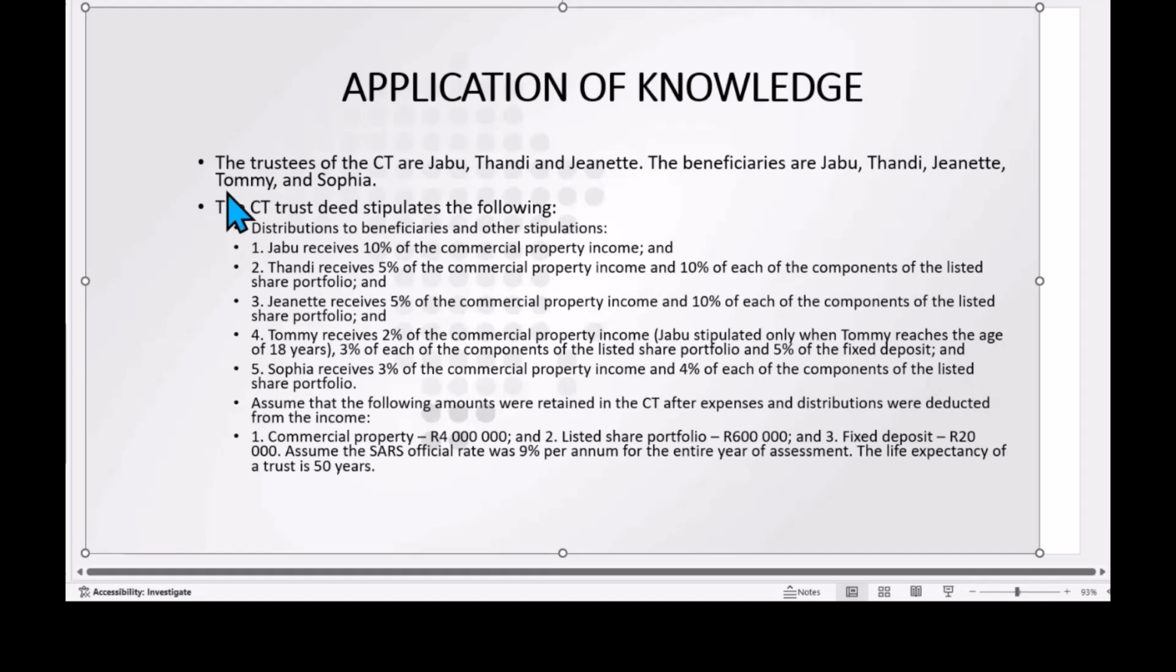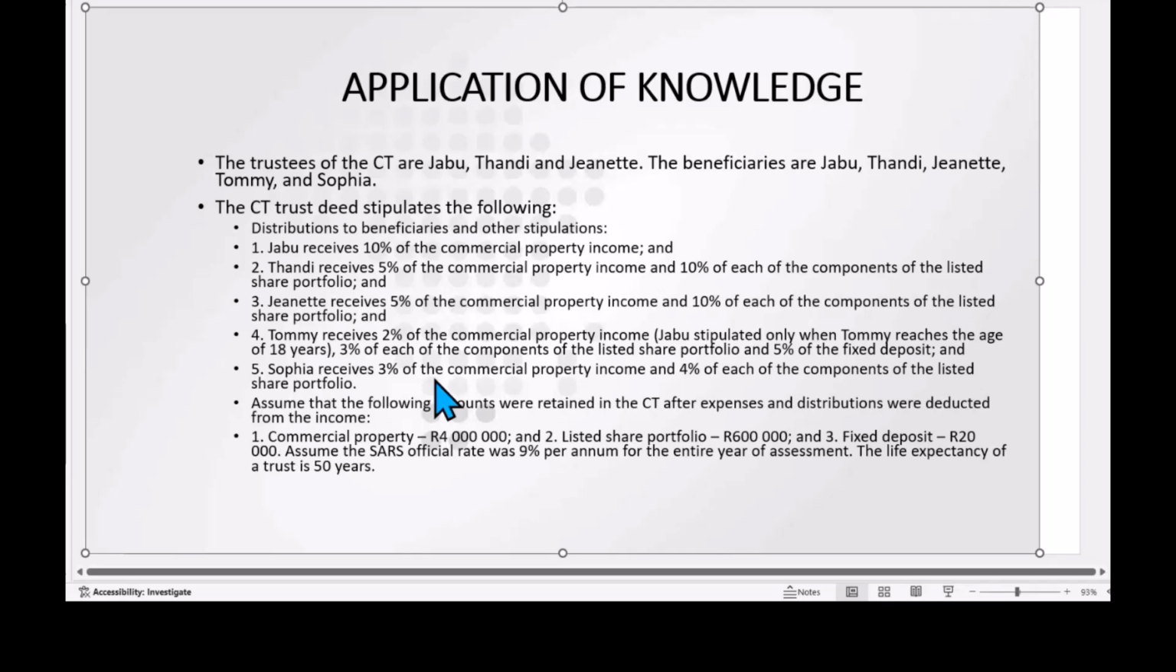Then they tell us that the CT trust deed stipulates the following, the distribution to beneficiaries and other stipulations. Firstly, Jabu receives 10% of the commercial property income earned. Tandi receives 5% of the commercial property income earned, and then 10% of each of the components of the listed share portfolio. And then Janet receives 5% of the commercial property income and 10% of each of the components of the listed share portfolio. And it tells us that Tommy receives 2% of the commercial property income. Jabu stipulated that only when Tommy reaches the age of 18 years will Tommy then receive that 2%. And then 3% of each of the components of the listed share portfolio and 5% of the fixed deposit.